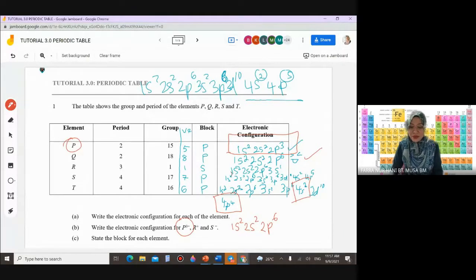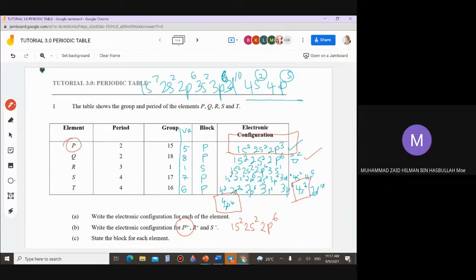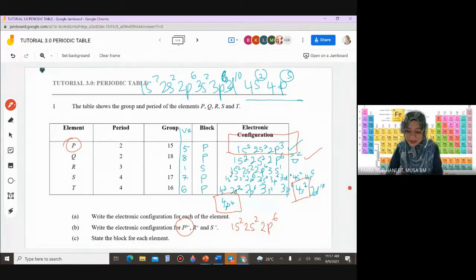Okay. So what about R plus? R tadi ni. R plus? Buang 3s. Buang 3s, so masih this configuration kan? Buang 3s, so 1s2, 2s2, 2p6. Saya tak tulis lagi sekali lah. Okay, R plus pun configuration yang sama. 1s2, 2s2, 2p6. Yes, good.